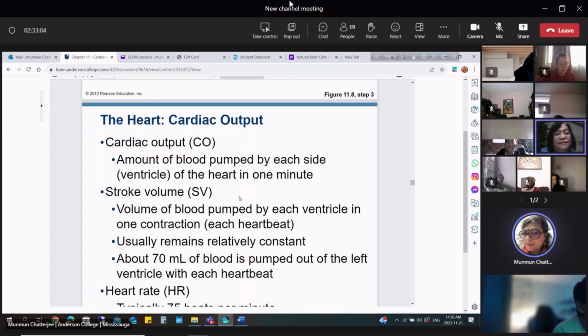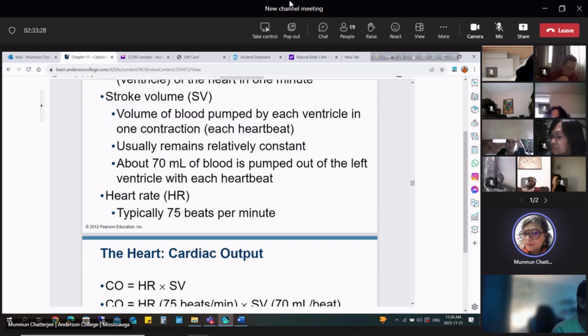So you can see how much blood per minute one heart is pumping out. Approximately 5 liters, that's a lot. It's a heart the size of a fist, and it is pumping out so much blood per minute.